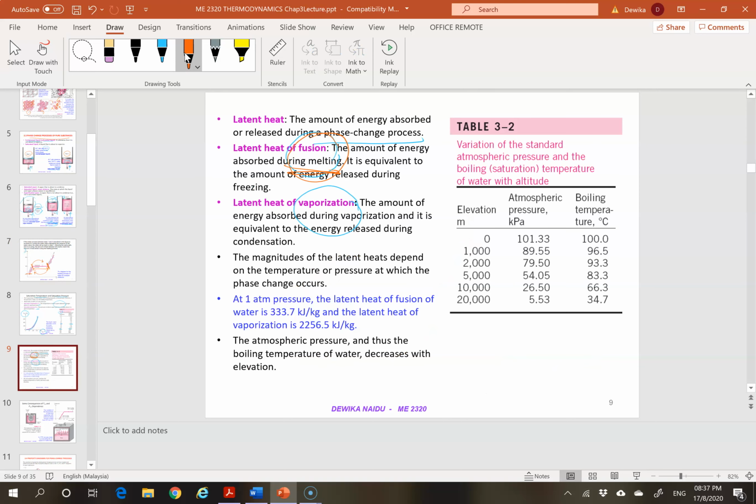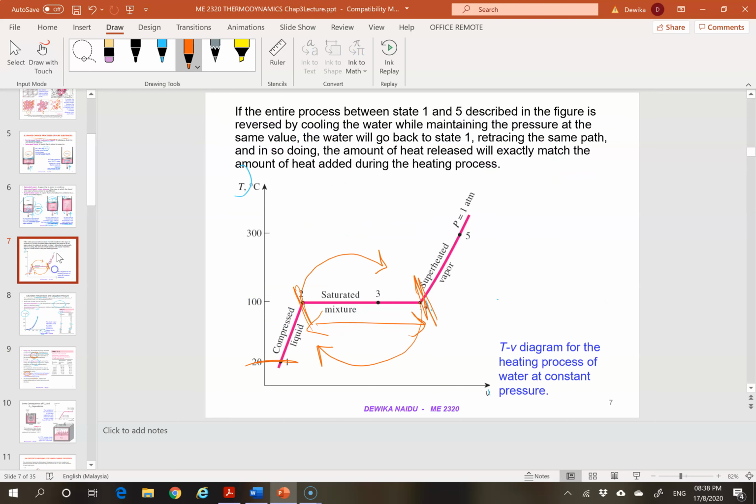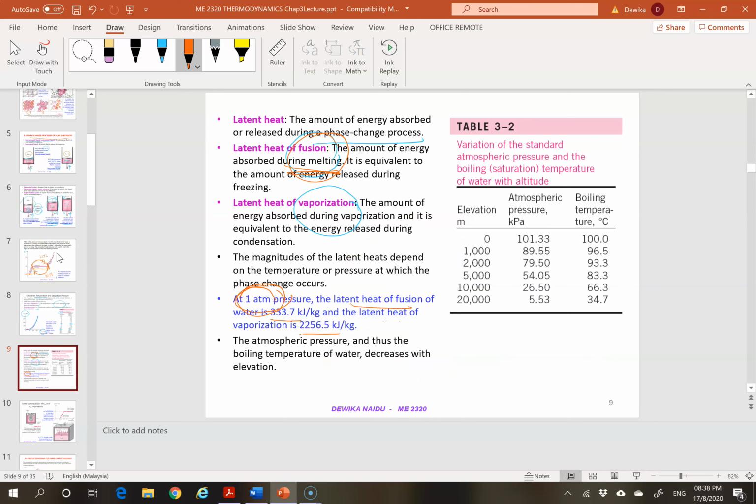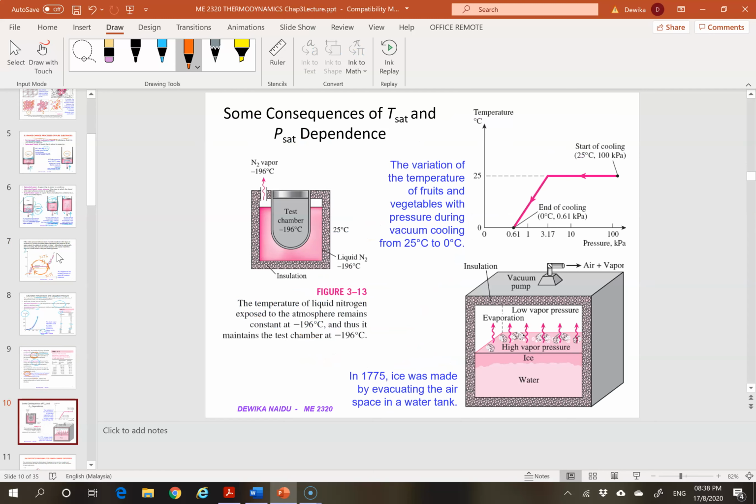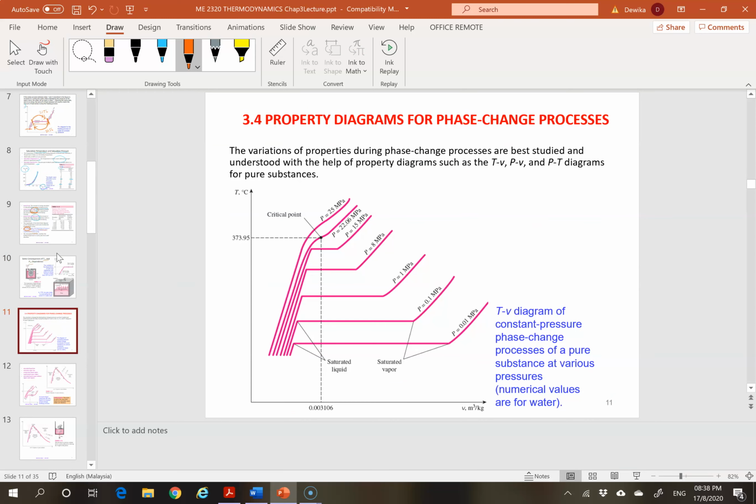So the value would be a fixed value. You will see it later. You see here, latent heat of fusion at 1 atmosphere is 337, and latent heat of vaporization is 2256. So if you are fixing at 1 atmosphere, for latent heat of vaporization, like this graph here, to vaporize the liquid, it needs what? What is the value just now again? 2256. So it is 2256 additional. But to release it back to become liquid phase, it will be 2256, releasing it out. Okay, so that's how it is. And this is just an example to show the consequences of Tsat and Psat dependence.